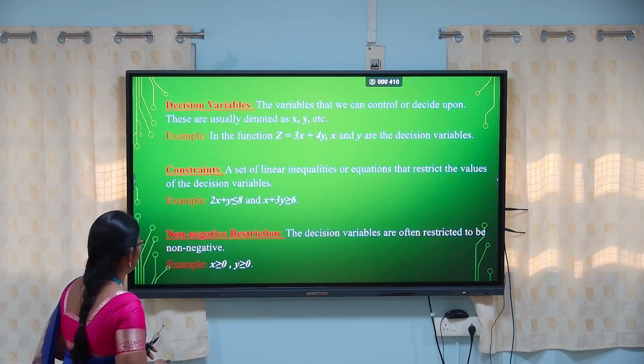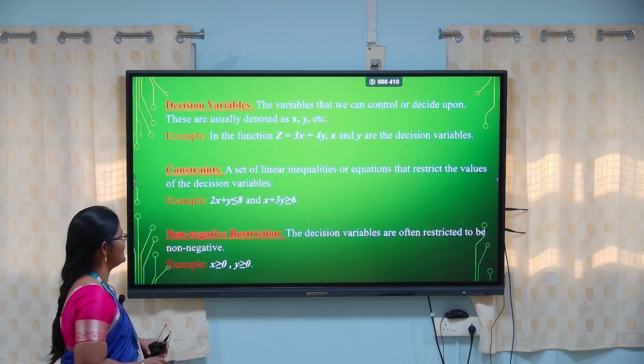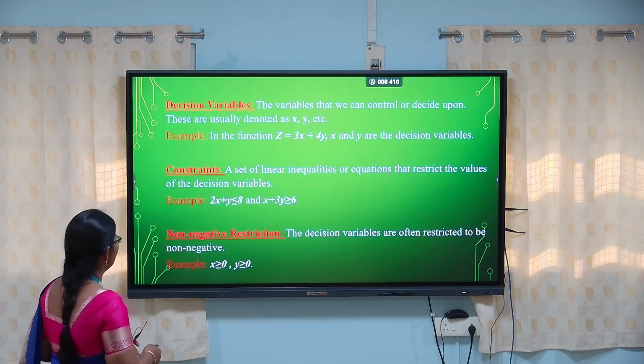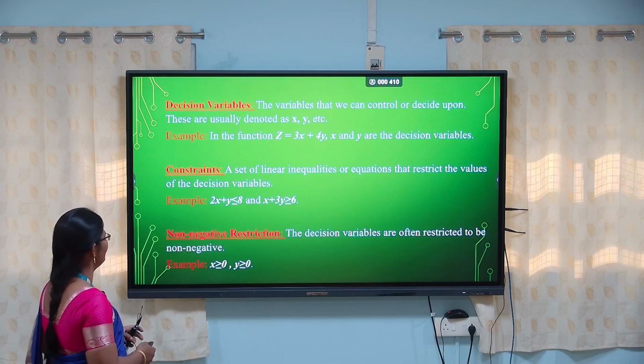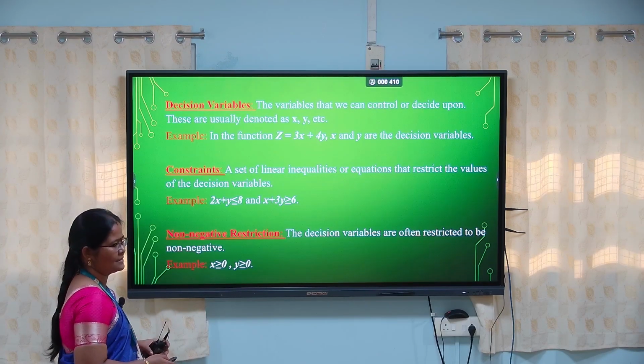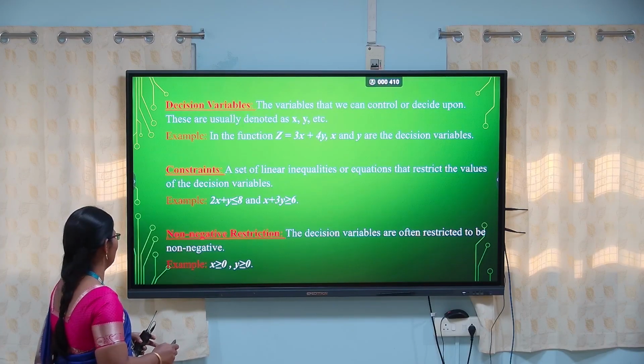And the set of all constraints. Constraints are a set of linear inequalities or equations that restrict the values of the decision variables. For example, the conditions 2x plus y less than or equal to 8 and x plus y less than or equal to 6. That means the combination of decision variables forms an inequality or equality.